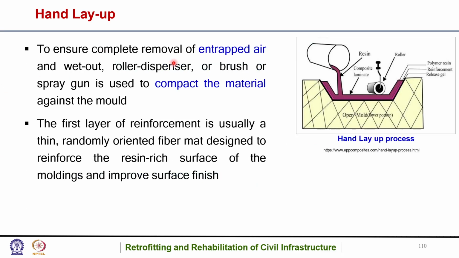To ensure complete removal of entrapped air and wet out, a roller, dispenser, brush, or spray gun is used to compact the material against the mold. And the first layer of reinforcement is usually a thin randomly oriented fiber mat designed to reinforce the resin-rich surface of the moldings and improve surface finish. That is the hand layup process.